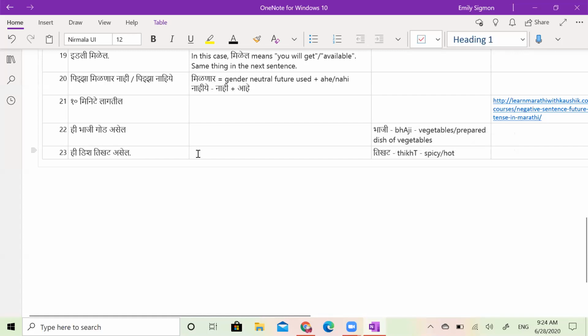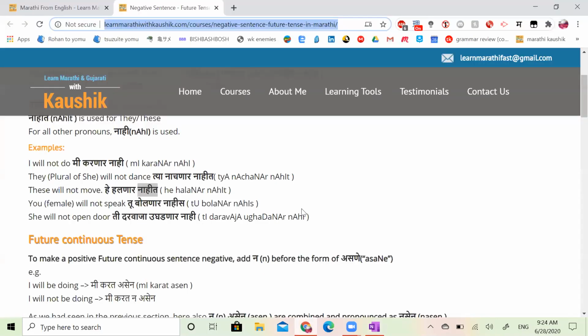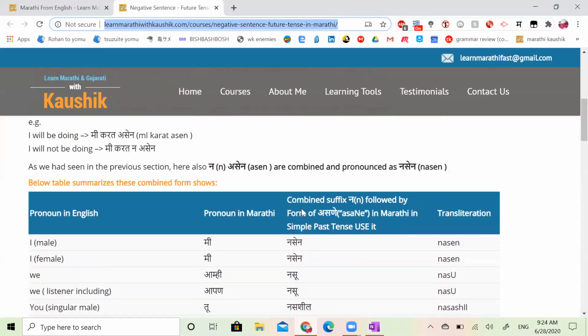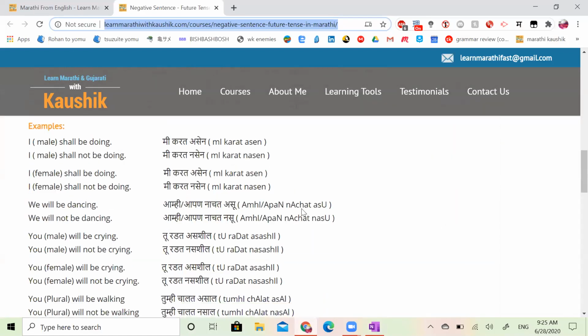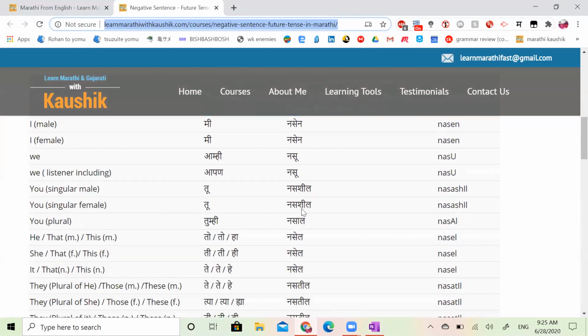And how will you negate it? This dish won't be hot. He dish tikat nahi asel? Is that nahi asel? Yeah, so nahi asel is kind of combined. It will become nasel. So if you go back to the lesson that you have open, if you scroll down, I think there was a table, right? Oh, okay. Yeah, this table. Go up a bit.